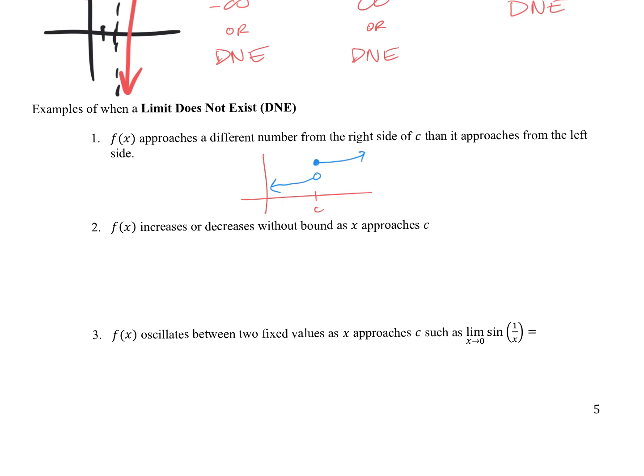Yeah. Okay, my function increases or decreases without bound as x approaches C. What do you think that means, without bound? Say again. There's an asymptote. If we are increasing or decreasing without bound, I'm going to infinity or decreasing to negative infinity. So what could a graph of that look like? Here's C. And at C, I've got a vertical asymptote.